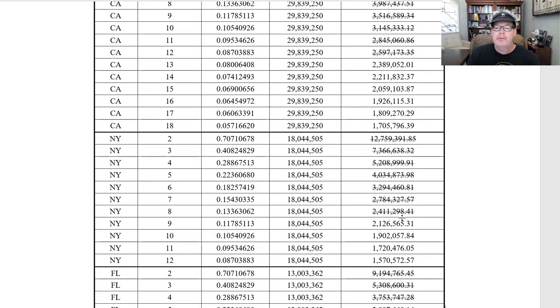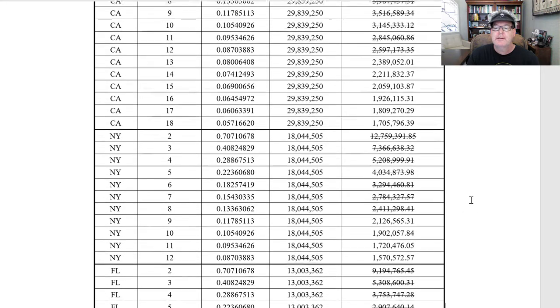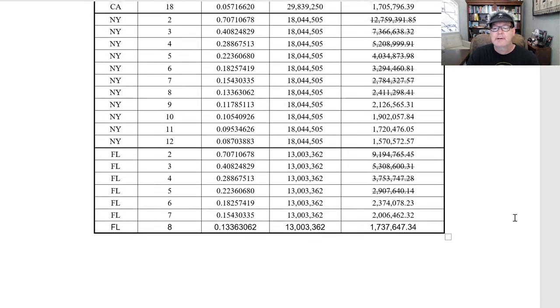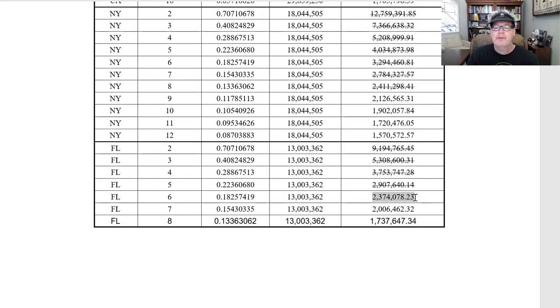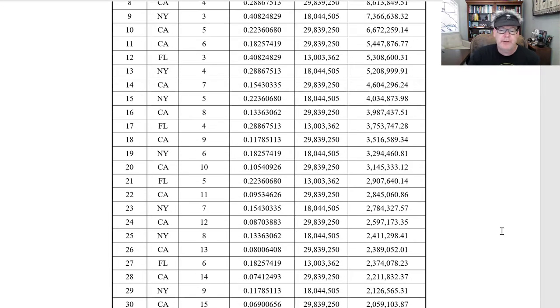If we look at the biggest priority among who's left, 23,21, and 2389. Well, that was a little bigger than Florida. So California got the 26th seat, and I'll jump ahead, and then the 27th seat would be here, Florida. And you keep going in that way until you give out all 30. So that's the priority method.